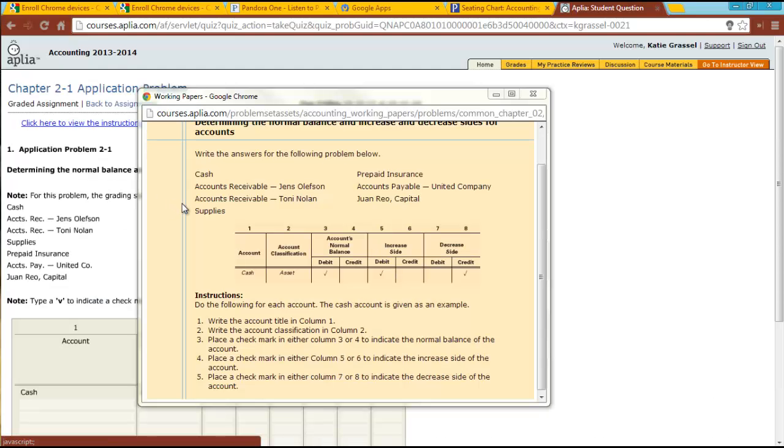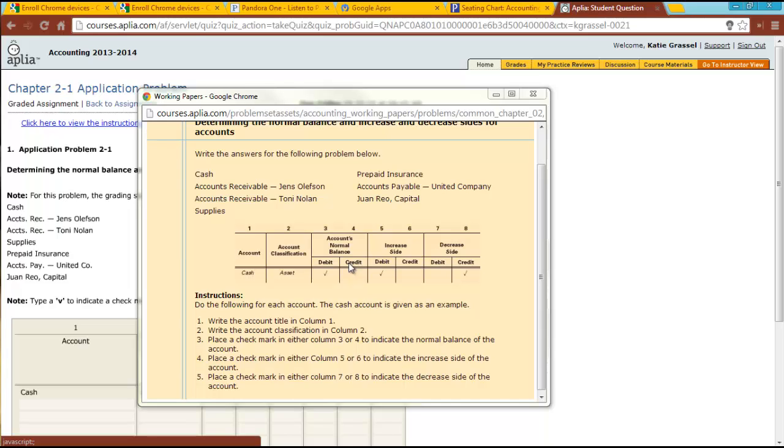All right. What I have up is our directions for application 1, Chapter 2, application 1. The directions read, write the answers to the following problems below. We have the accounts cash through supplies and one resold capital. Instructions, what it tells us to do. Don't start typing. Look up here. I'll give you time. Write the account title in column 1. Write the classification in column 2.